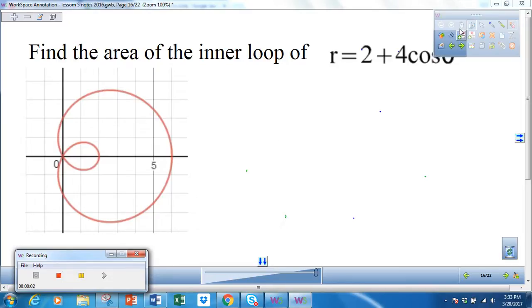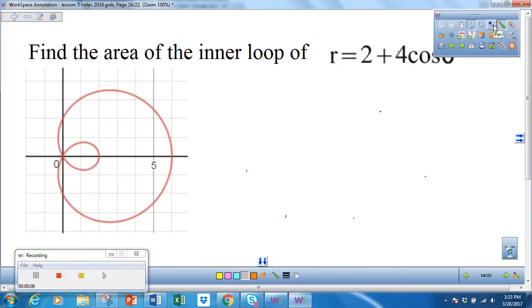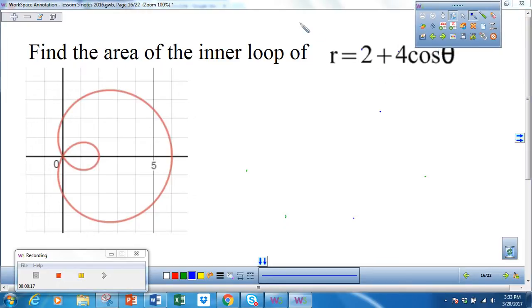Okay, so welcome to the last video on area of a polar curve. In this video, we're going to look at the area of an inner loop and then look at also another problem where it's shared area, because that seems to be the most difficult. All right, so the inner loop, we know that this has an inner loop because a over b is less than 1. So we have 2 over 4, which is 1/2, is less than 1. So that produces that inner loop.